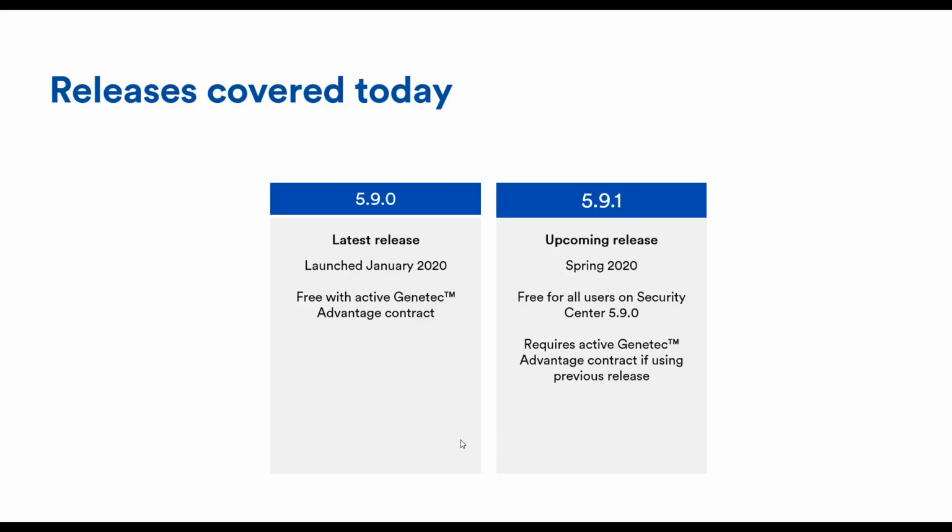third number. Now, minor releases are free for all users on a current major version, so if you're already on 5.9.0, you'll be able to upgrade to 5.9.1 free of charge. Otherwise, if you're on a previous version, you will need an active Genetec Advantage contract to upgrade to 5.9.1, as it will represent an upgrade from a major version.